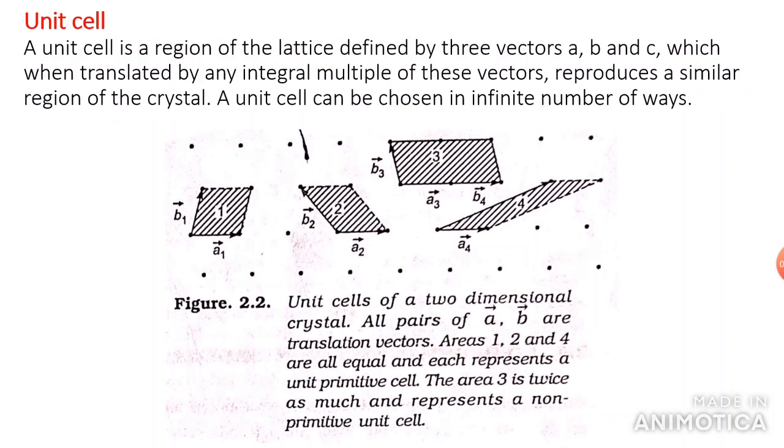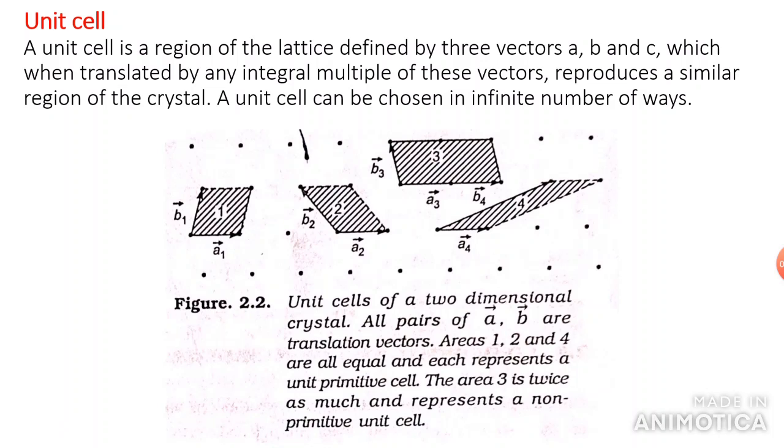Now the very fundamental thing that we have to define is the unit cell. A unit cell is a region of the lattice defined by three vectors a, b and c, which when translated by an integral multiple of these vectors reproduces a similar region of the crystal. A unit cell can be chosen in infinite number of ways. In the figure you are watching four types of unit cells that are numbered 1, 2, 3 and 4.